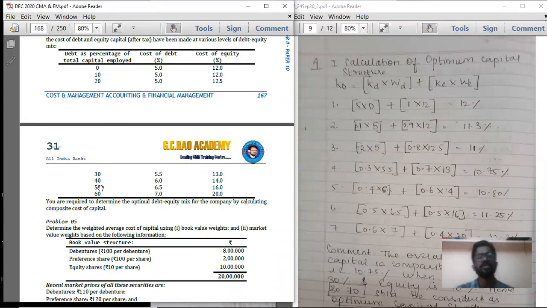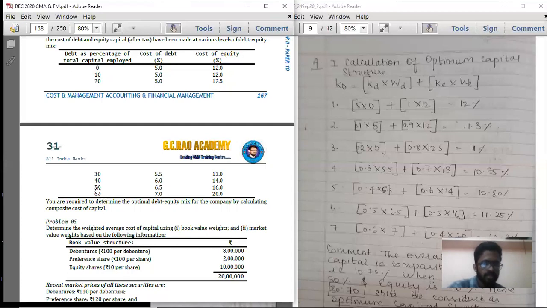Now situation 5 is 40 is to 60. 0.4 is debt, 0.6 is equity. So below that, record point number 5. Open a bracket, 0.4 into 6, close the bracket, plus 0.6 into what is the cost of equity? 14. 0.6 into 14. So now calculate: 0.4 into 6 plus 0.6 into 14 is equal to 10.8%. That is the overall cost of capital under situation 5.